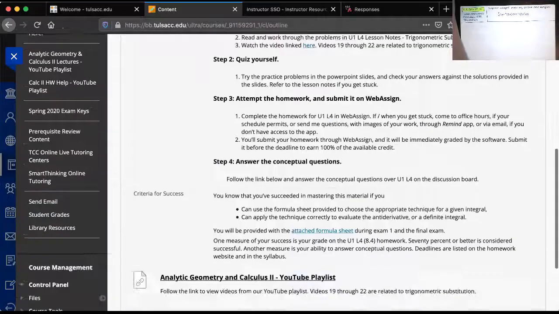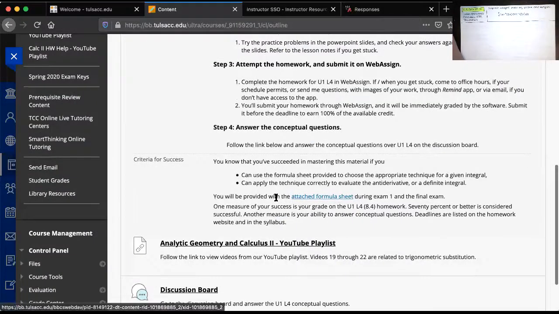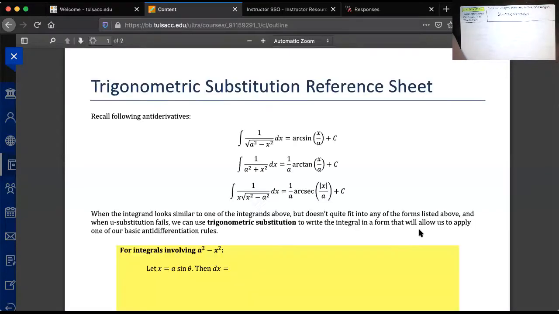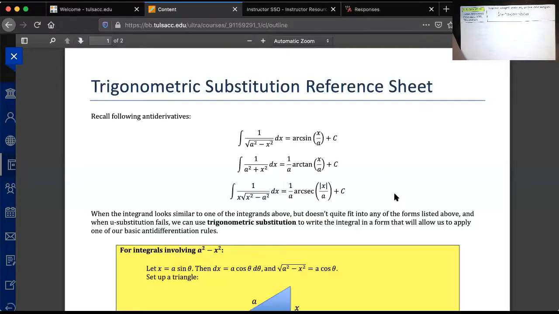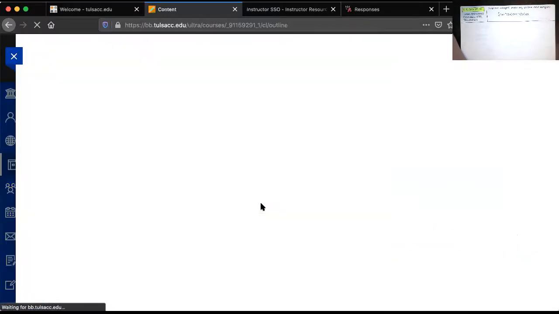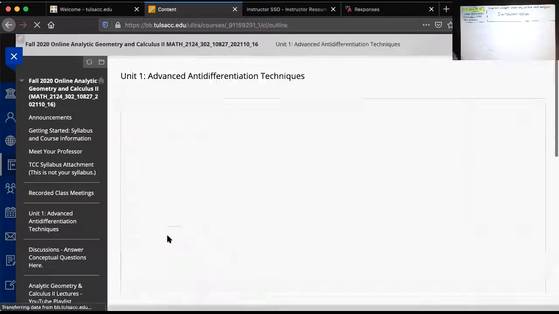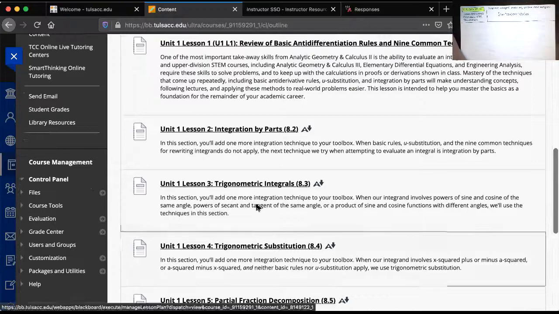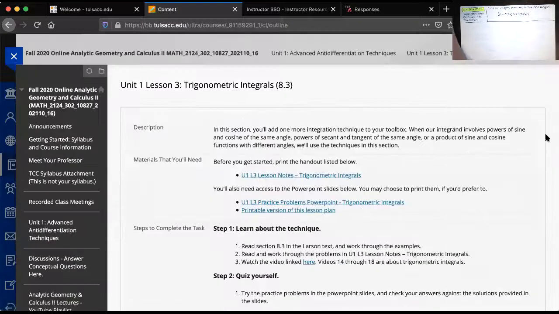Now, if you scroll down a little bit further, it shows you will be provided with the attached formula sheet during the first exam and during the final. So I want you to click there. And this is a summary. Oops, I'm using the wrong one. I went to trig substitution. Sorry about that. That's the right formula sheet for trig substitution, but we're in the trig integrals section. So I want to go to Unit 1, Lesson 3. There we go. Same thing.